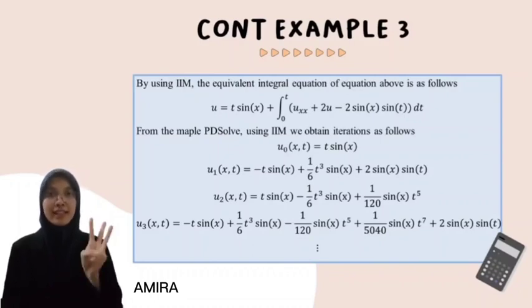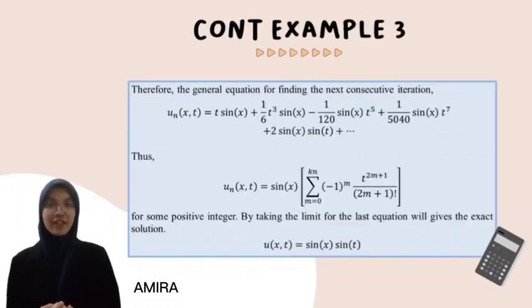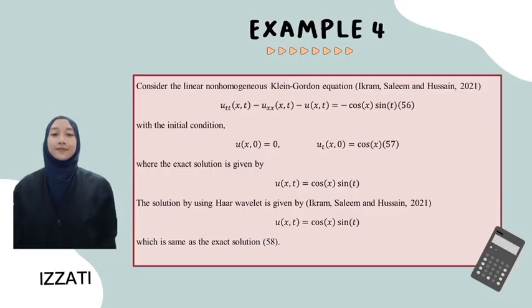We stop at the third iteration as it shows the pattern. At this phase, we find out the pattern and simplify it. Thus, we obtain the summation form in order to find the next consecutive iteration. From here, we can see that the last equation will give the exact solution once the limit is taken. Let us take a look at example 4.